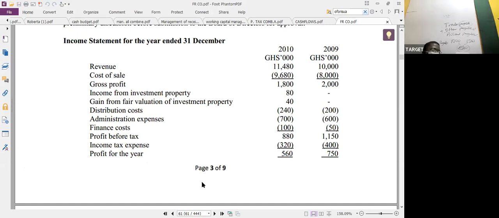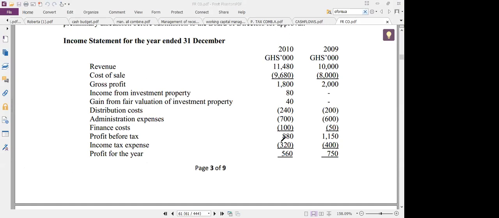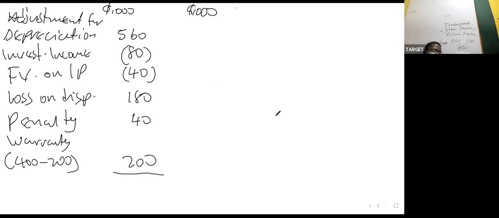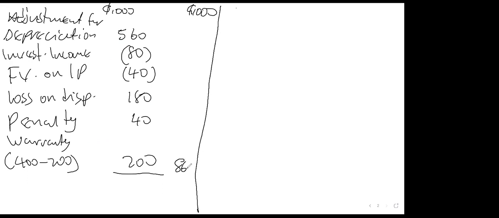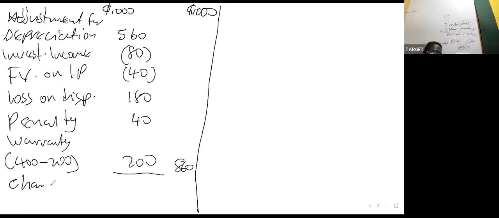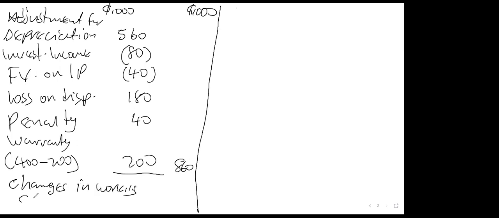Okay, good. Let's go. I want to do this one here like this. So here should be 860, right? Now come here and tell the examiner changes in working capital.